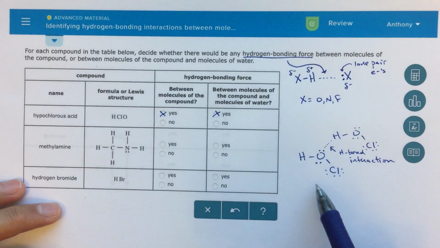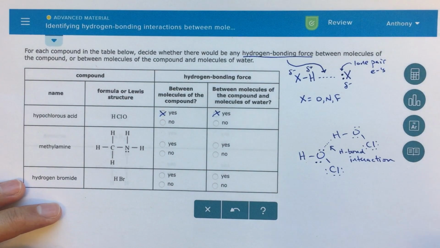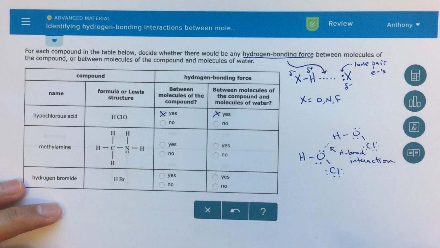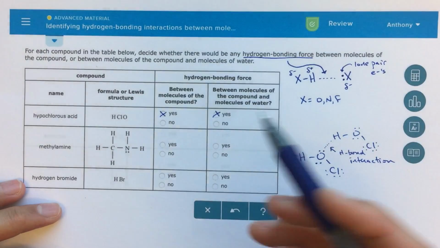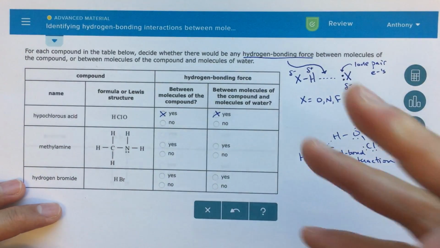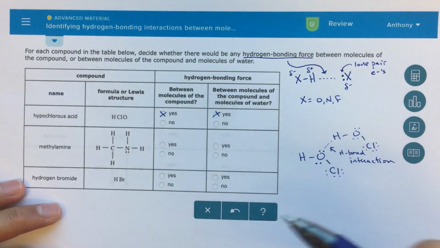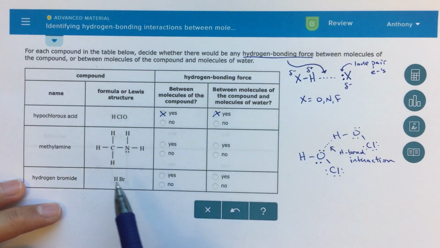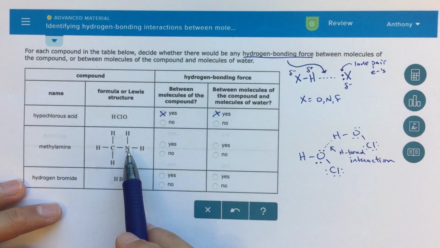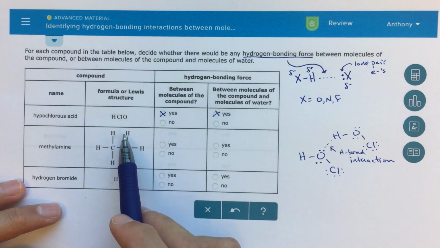Now, if you don't have the proper Lewis dot structure, you're screwed, right? There's no way you can do this. So for hypochlorous acid, if you're not sure or you're sort of struggling with this, I would say go ahead and just Google hypochlorous acid, look up what the Lewis dot structure looks like, and then base your answer off of that, right? So for this next one, methylamine, I'm looking for nitrogen with a lone pair hydrogen.